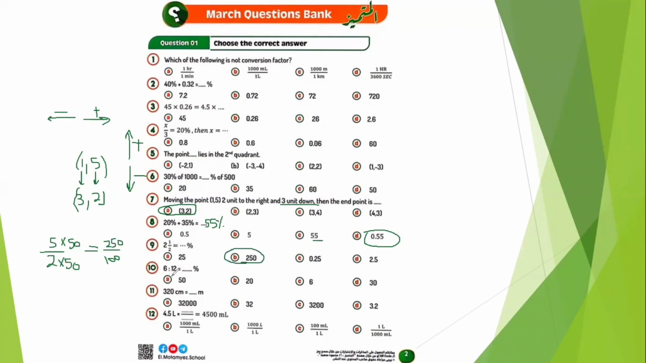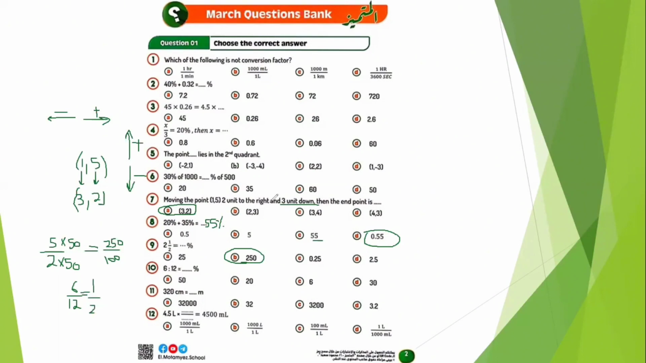Question 10: 6 to 12 equals how many percent? I can write this as a fraction, 6 out of 12, the ratio, and simplify. Divide up and down by 6. When I divide, this will be 1 and this will be 2.